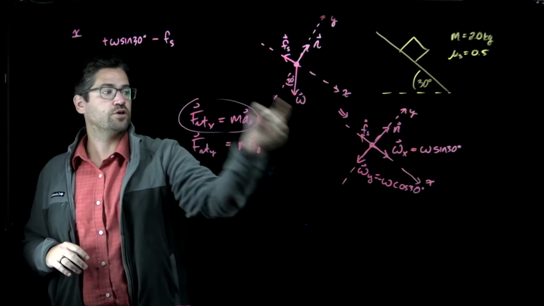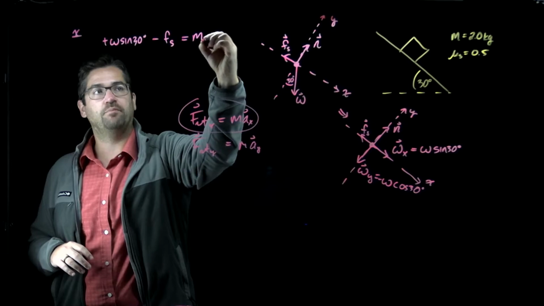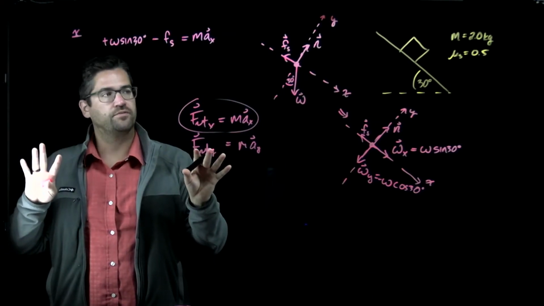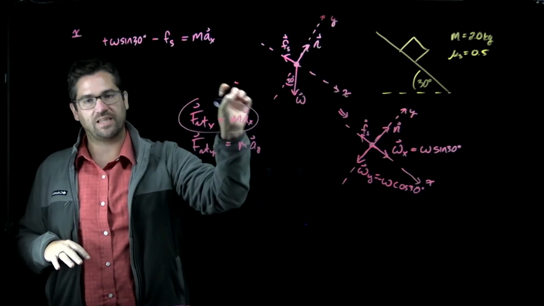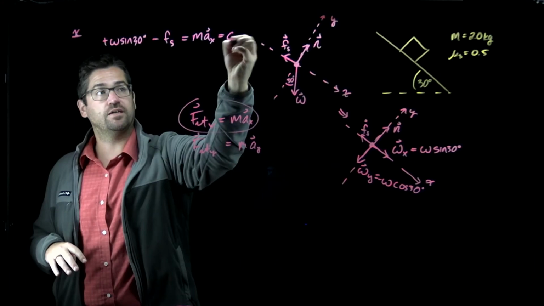So I've got my two forces. That's all I've got on my free body diagram. This has to add up to m a_x. And remember, the whole premise of this problem is we want the object to stay at rest. So that means the acceleration is 0.